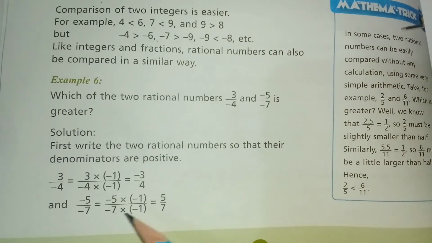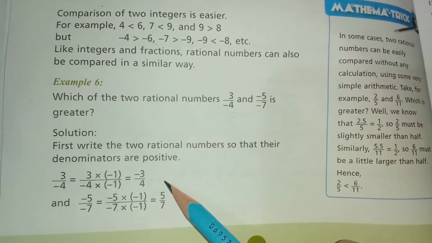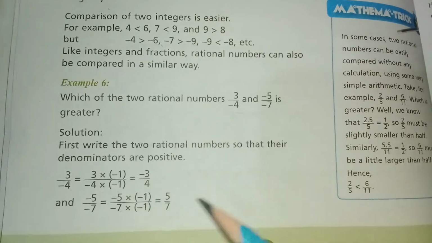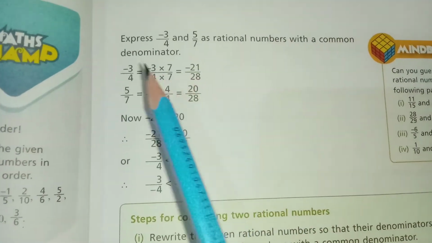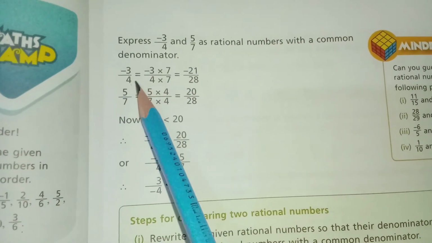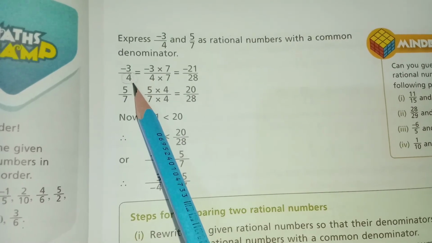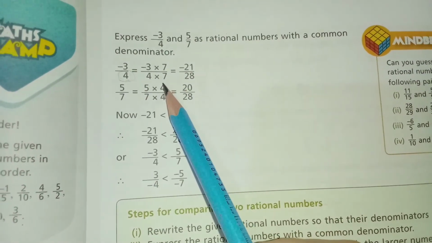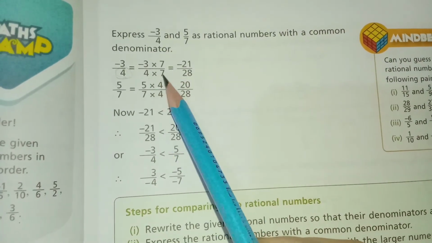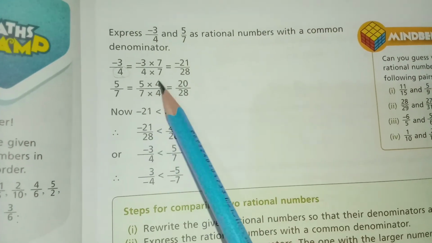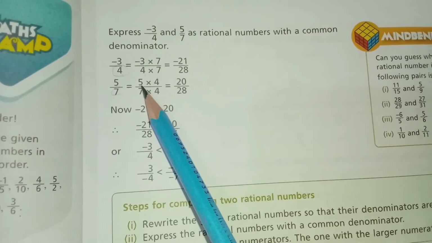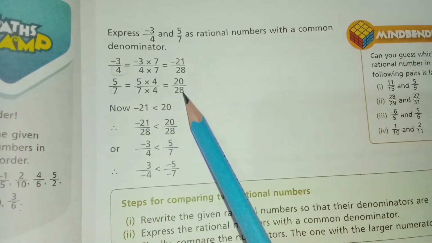Now we have to take their LCM. The LCM of 4 and 7 is 28. Now we have to make their denominators 28. So minus 3 over 4, we have to make the denominator 28, so we multiply by 7, which is equal to minus 21 over 28. Then 5 multiplied by 4, because 7 times 4 is 28, so multiply by 4. The answer is 5 times 4 is 20 and 7 times 4 is 28.